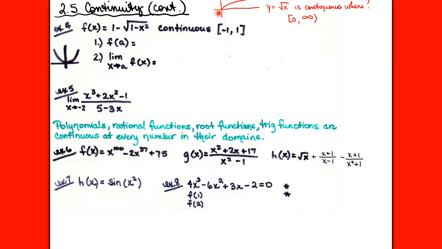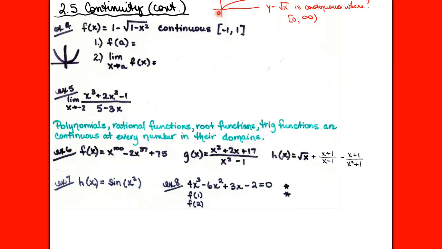All right, so look at example number 4. Example 4 says, show that this function f of x is equal to 1 minus the square root of 1 minus x squared is continuous on the interval from -1 to 1. So they're telling me where it's continuous, but they're asking me to prove it or justify it like I would do for AP.